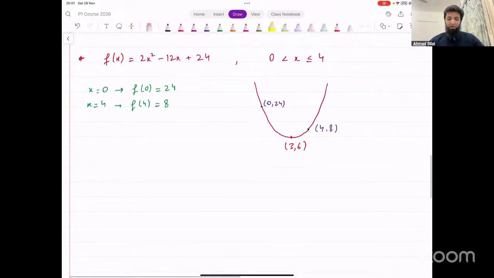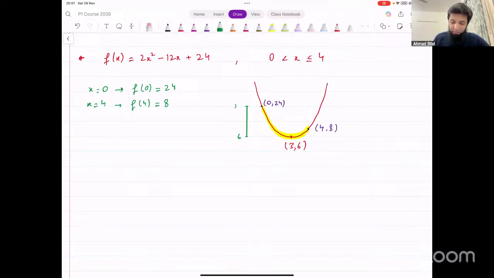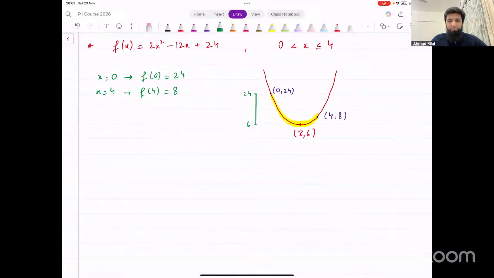So what part is valid? Between 0 and 4, between x equal to 0 and x equal to 4. Now, between those 2 points, this is the part that is valid. Now, in this yellow part, what's the lowest point on the graph? The lowest point on the graph is 6, right? And the highest point on the graph is 24. Okay, the lowest point is 6, and the highest point is y equal to 24.